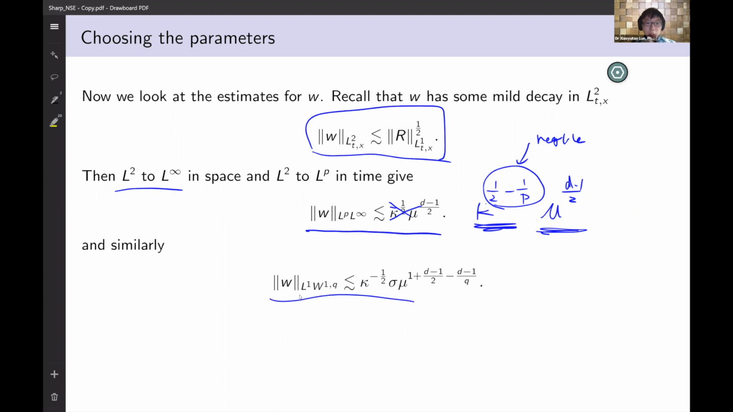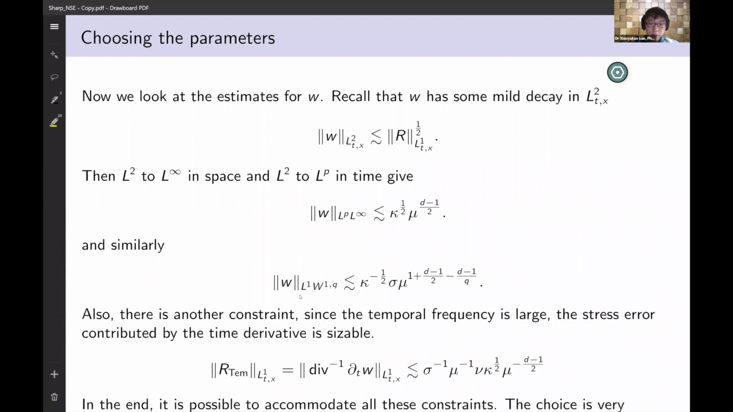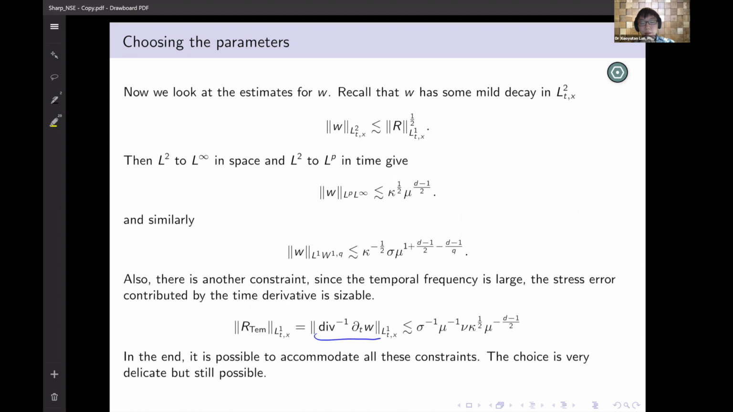And if you look at this L1 W^{1,q}, you go from L2 in time to L1 in time, so you gain something. But then you go from L2 in space to W^{1,q} in space, so you have one derivative and some concentration term. So here it is. And also there's another constraint, which as I mentioned is this temporal derivative term, and this constitutes this type of estimate. So basically you need to balance all these 3 constraints at the same time. In the end it is possible to balance all these 3. The room is very small, but it is possible. So my point is it is possible.